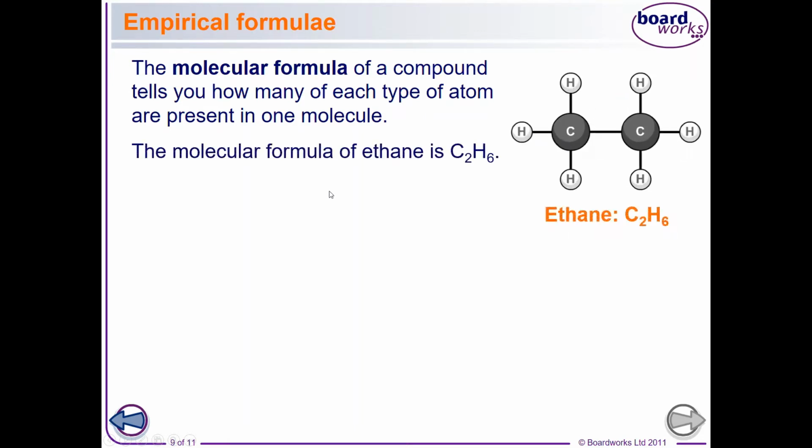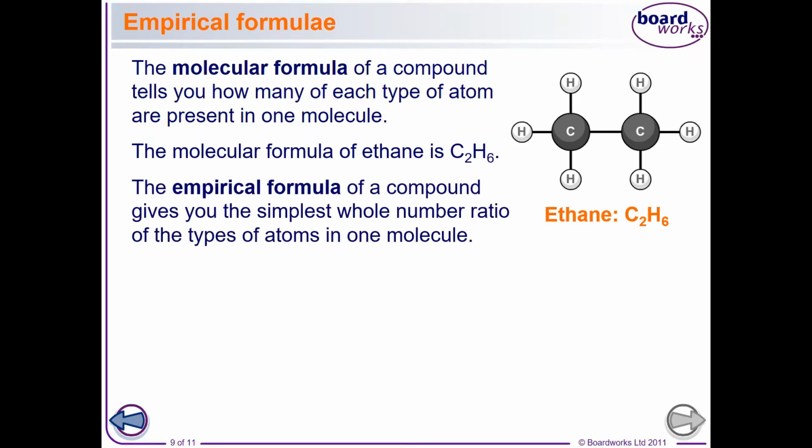So for example, let's look at this molecule here, which is ethane. Now ethane has the molecular formula C2H6, and we can check that. There are 2 carbons, so there they are, and there are 6 hydrogens. So that's its molecular formula because there are 2 carbons and there are 6 hydrogens. So we write that as C subscript 2 H subscript 6. So that's its molecular formula.